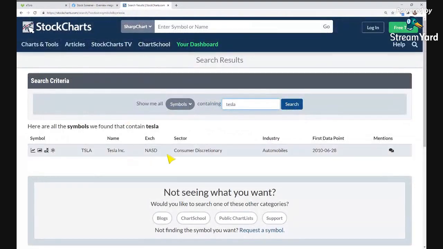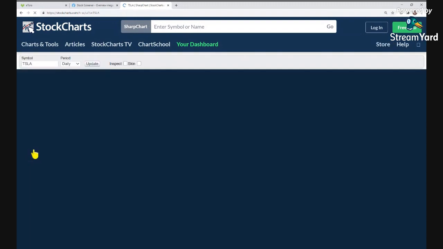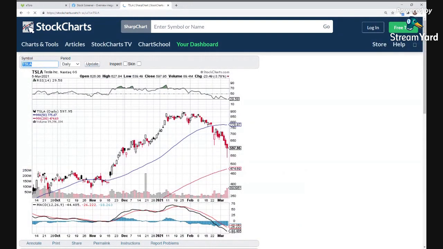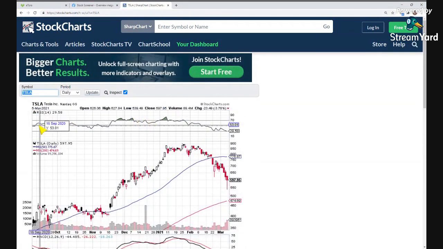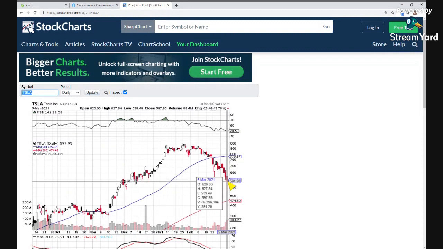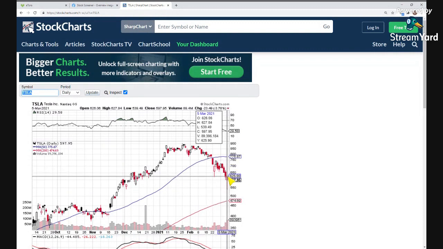There we go, Tesla. It's on the NASDAQ. I click into the charts here, and there we go. We have the free chart. Up here at the top, you can see the RSI model. This is the stock price. You can see it's coming way down. Tesla's coming way down in price.